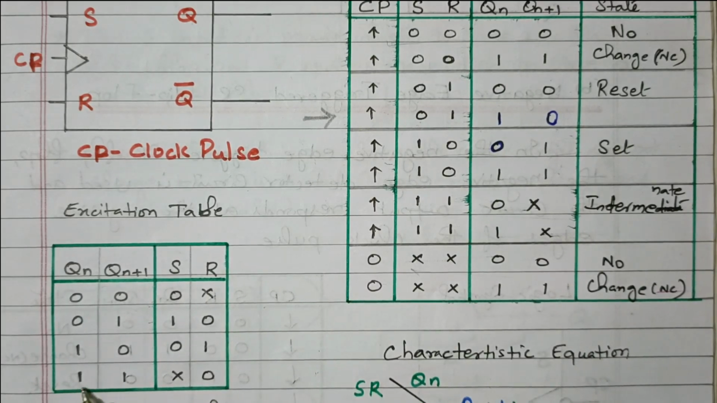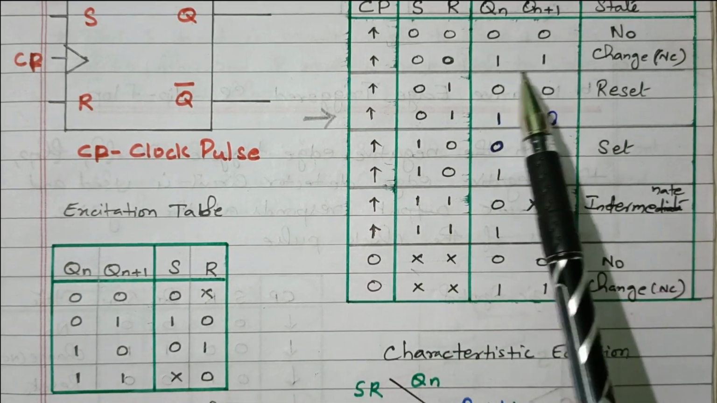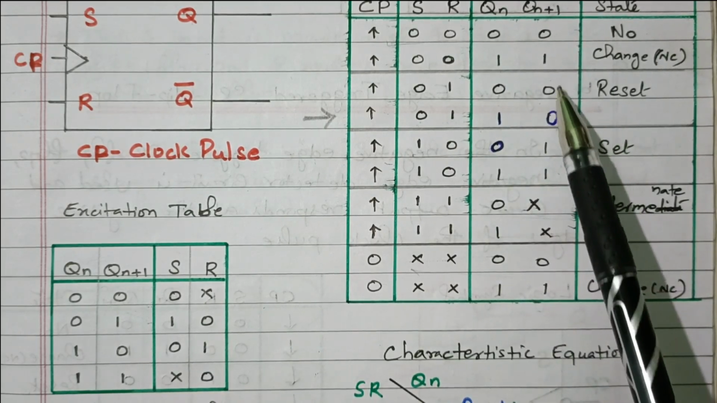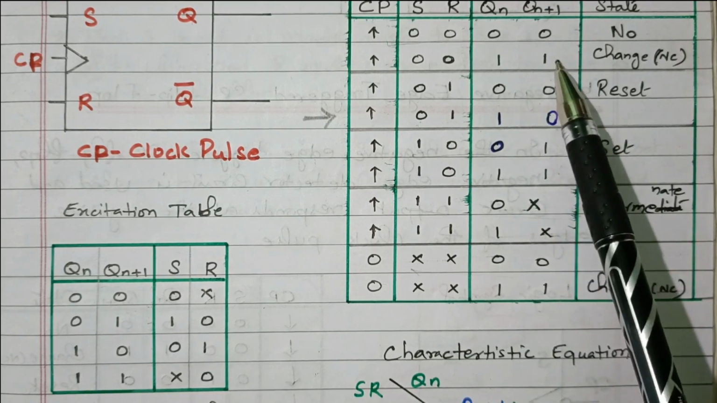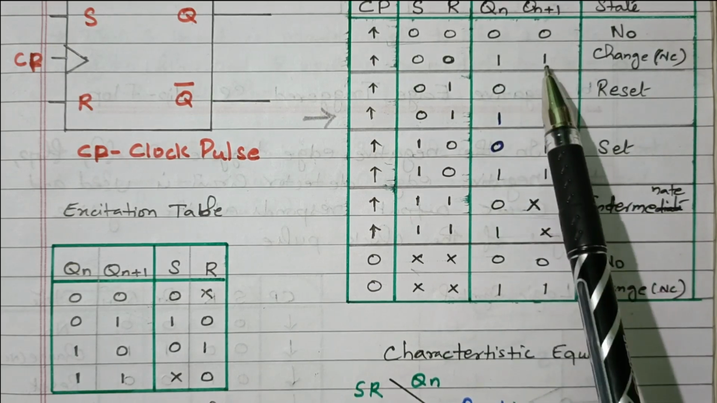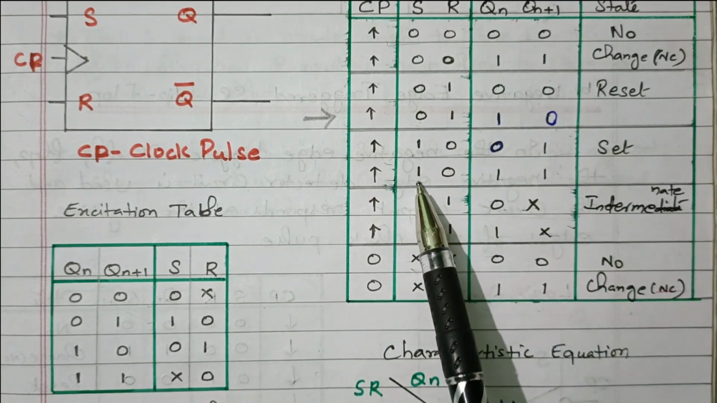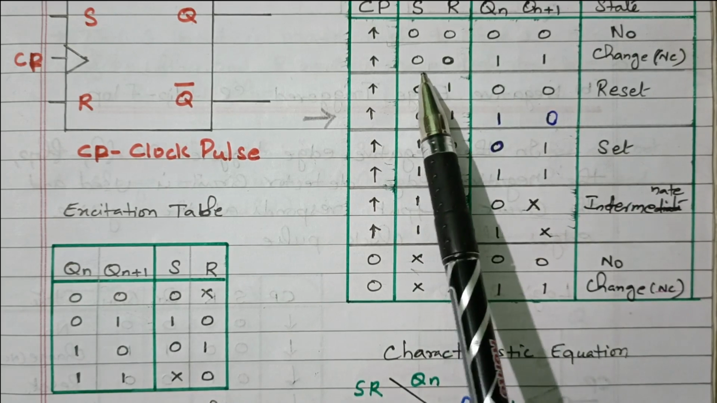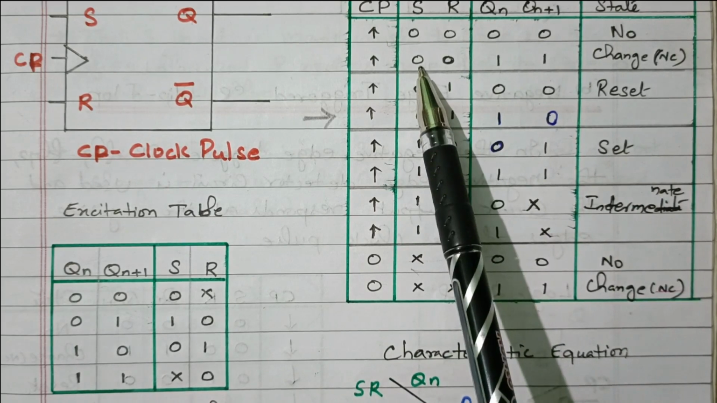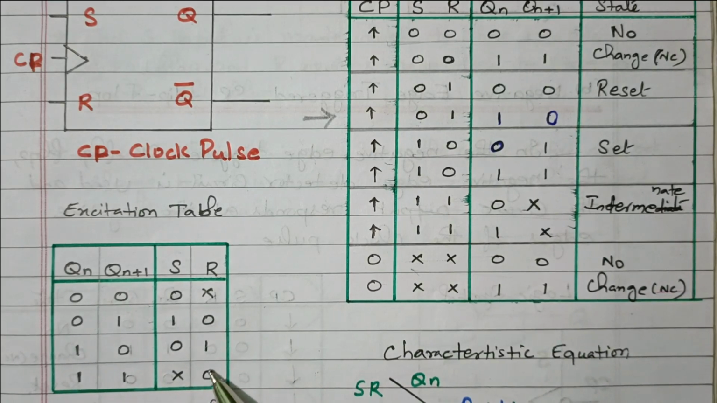Then 1 1. Present state and next state is 1 1. We have to check. Here is available. 1 1. Here one more 1 1 is there. Two combinations, the second and the sixth. Then second combination and sixth combination we have 1 1. What is the corresponding input? 0 0. S is 0, R is 0. Here what is the corresponding? S is 1, R is 0. Right? Here 0 0, 1 0. R is 0, here also 0, here also 0. But S is here 0, here 1. So S may be any value, X, and R is 0.